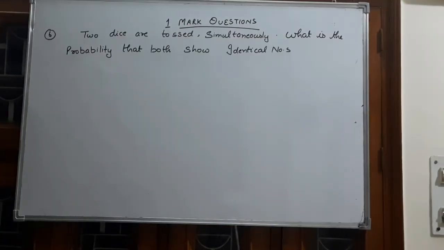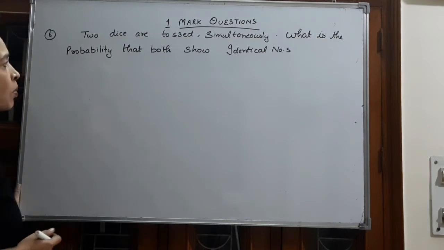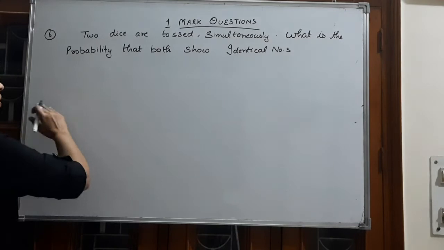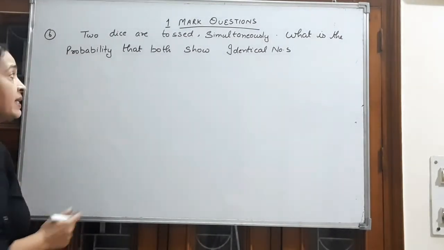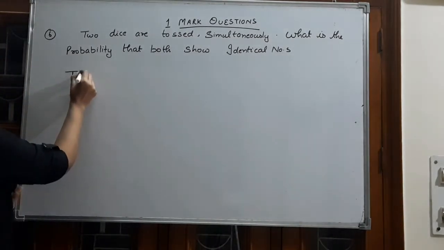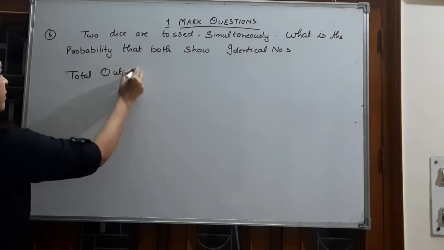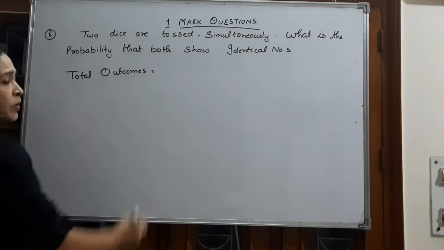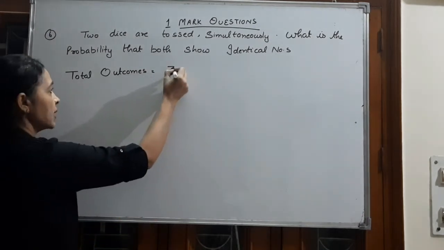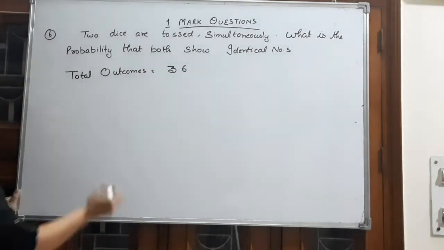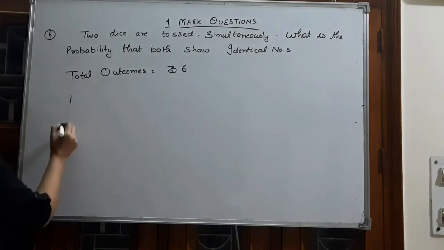Two dice are tossed simultaneously. What is the probability that both show identical numbers? Now, bachche, we have tossed two dice. How many total outcomes will we get? When we toss two dice, how many total outcomes do we get? 36. How will you write it?